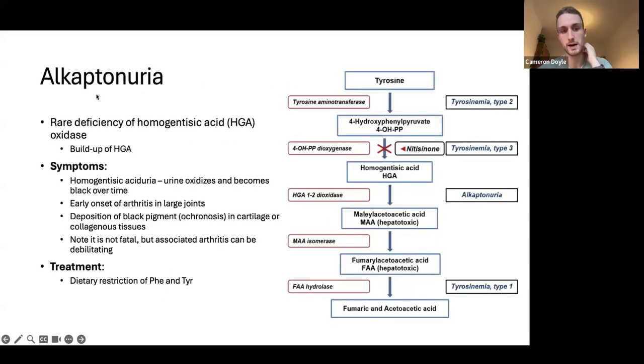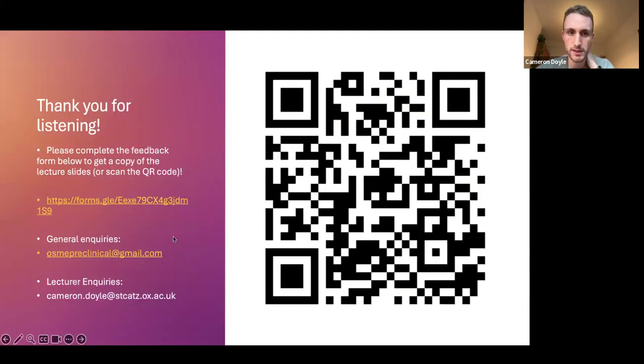And then the last slide I've got is alkaptonuria. This is a deficiency of the enzyme homogentisic acid oxidase. So you get a buildup of this molecule HGA. The hallmark of this, you'll have arthritis, you'll have black urine because of oxidation of the urine. And those are kind of the key things I think to consider with this one. It's not fatal, unlike the previous two, but you can get debilitating arthritis from it. And finally, the treatment for this is restriction of both phenylalanine and tyrosine. I think that's it. Yes, thank you very much for listening.